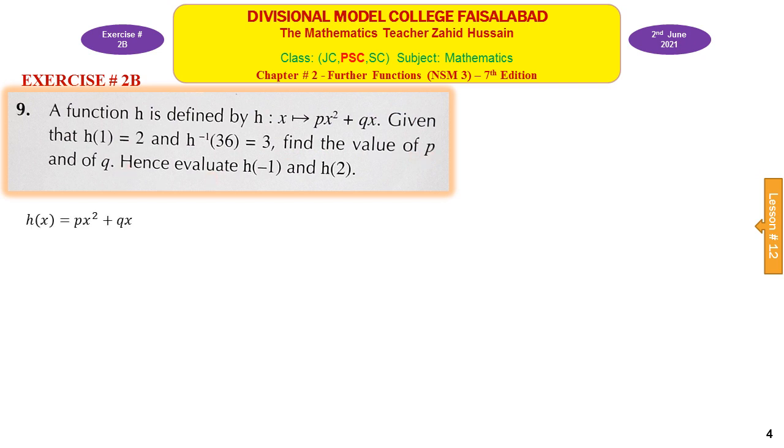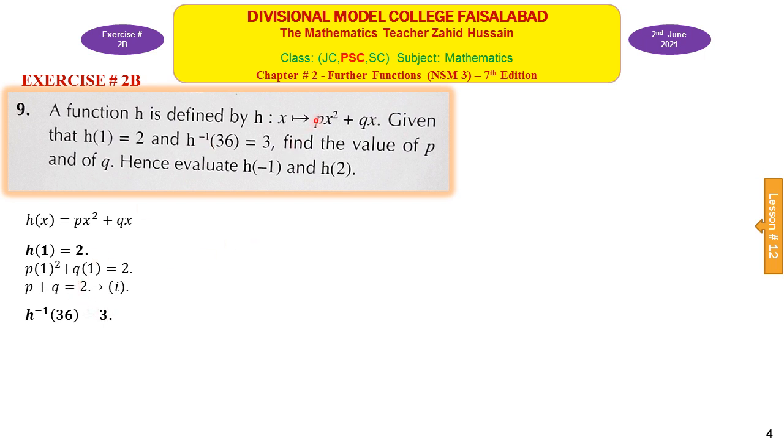The function is given, write this function. Use condition number 1, which is the value of the function when x is equal to 1 is 2. Replace x by 1 on the right hand side of this function. We get an equation which is p plus q is equal to 2. Similarly, using the second condition, which is h inverse 36 equals to 3.